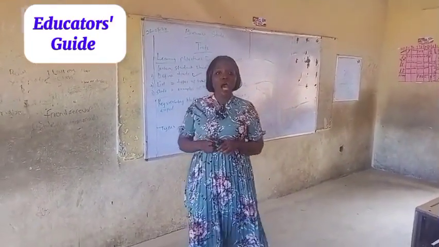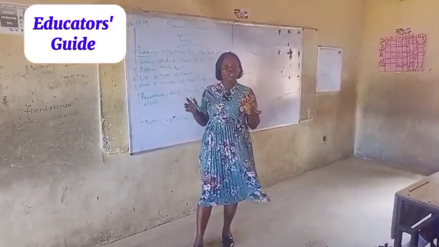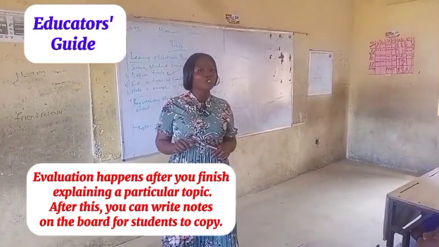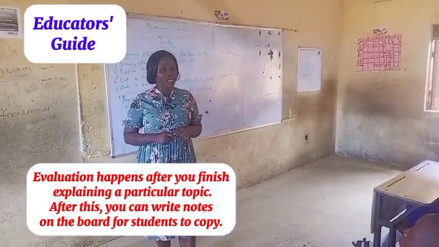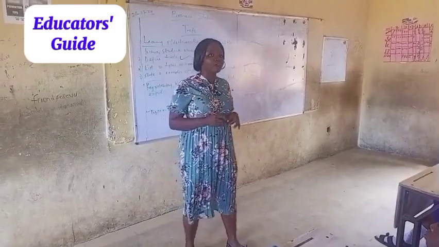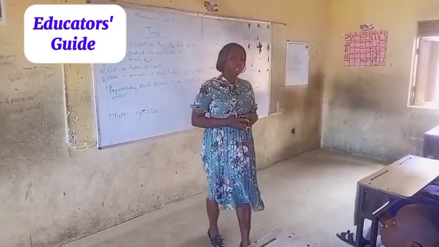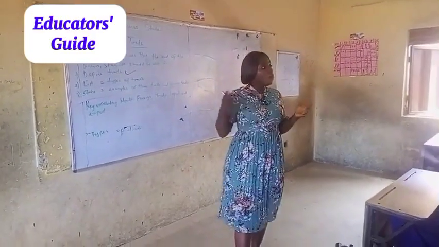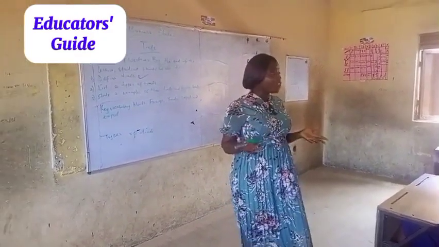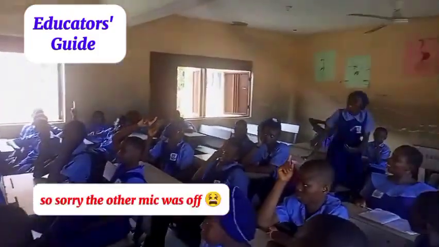Remember that you are supposed to have something called evaluation, where you will be able to determine if you have actually achieved your behavioral objectives. What do I mean by that? After teaching them, the next thing to do is to ask them questions based on your learning objectives. So you can say something like, what is trade? Or you say, define trade. Anyone to define trade?